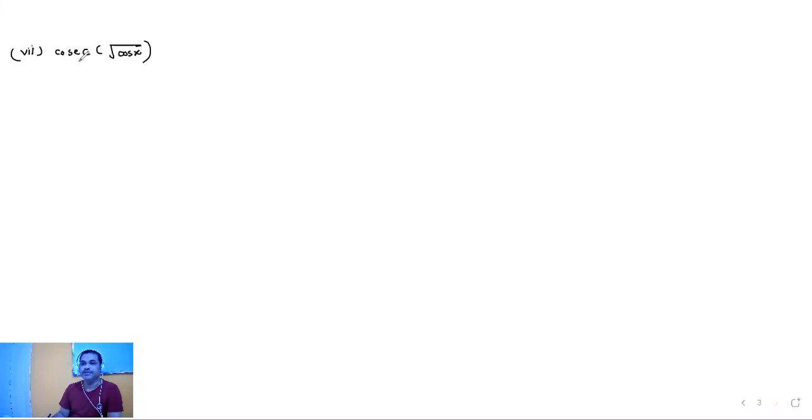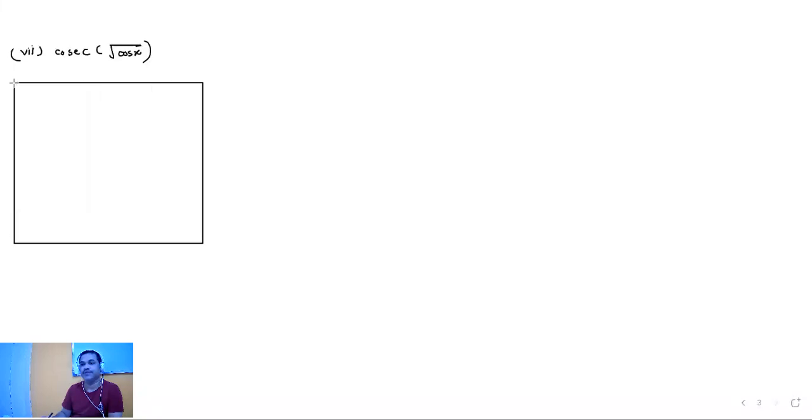Question number 7 is cosec of root of cos of x. Before moving ahead, let's revise the formulas very quickly as per our method. Let me put it into the bracket first, so that we have a clear understanding.